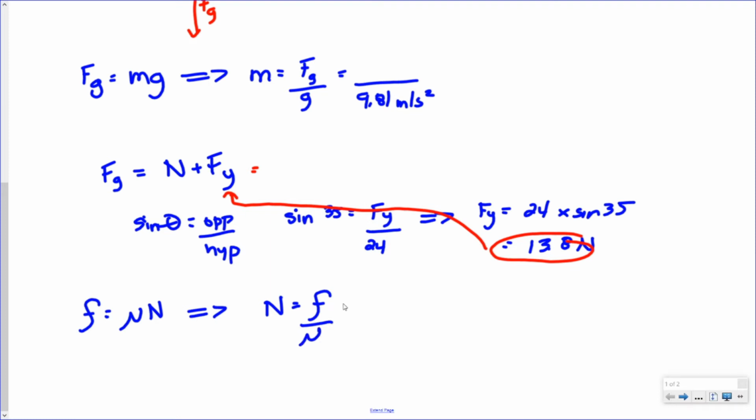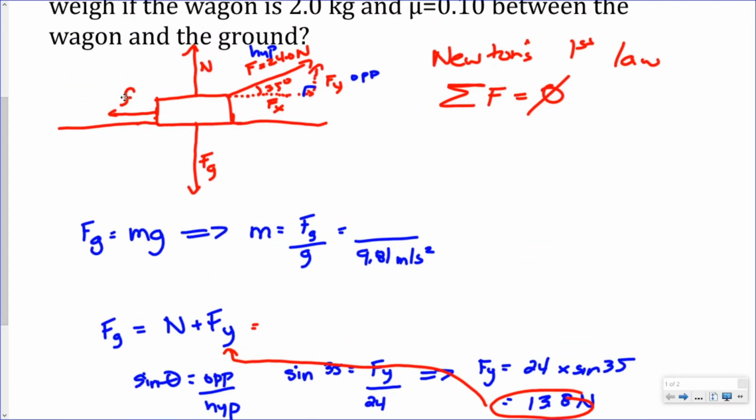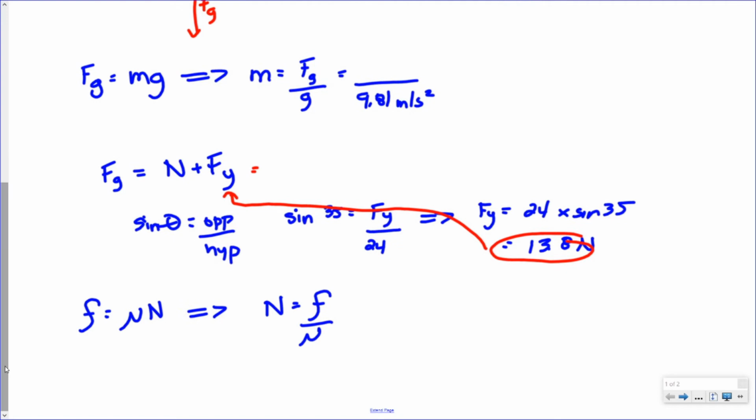Do we know what friction is? No. Oh no. How do we solve for friction? Well, we know that the forces are balanced in the x direction, so we know that this force of friction has to be equal to F of x. So we can actually say here that this is equal to F of x divided by mu.